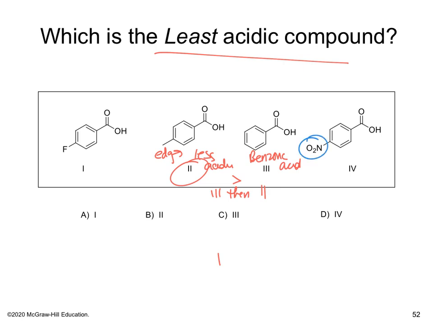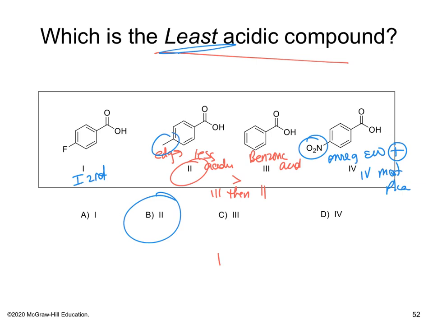You've got a nitro group, which is more electron withdrawing because it has a full positive charge. So that's probably going to be your most acidic. We could look up pKa's for these compounds to justify our answers. And then 1's going to be the second. But it wants the least acidic, so it's definitely going to be 2 because this is an electron donating group.